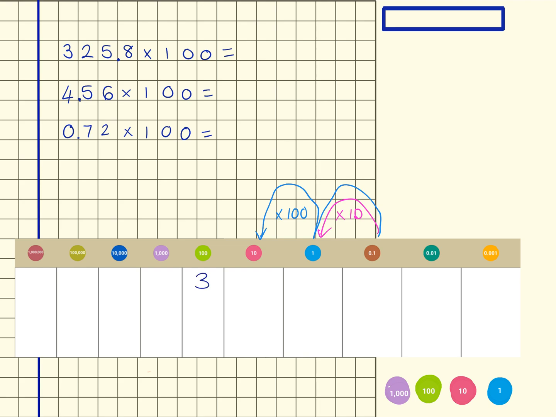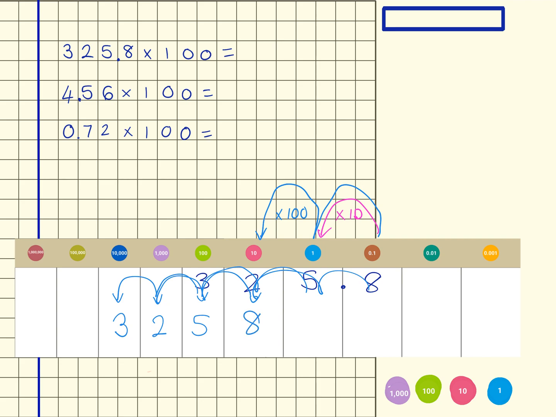325.8. The digits are all going to move 2 place value columns, so this would be 1, 2, so it would end up here, and then 1, 2 would end up here, 1, 2 ends up in the hundreds column, and 1, 2 would end up in the tens column.